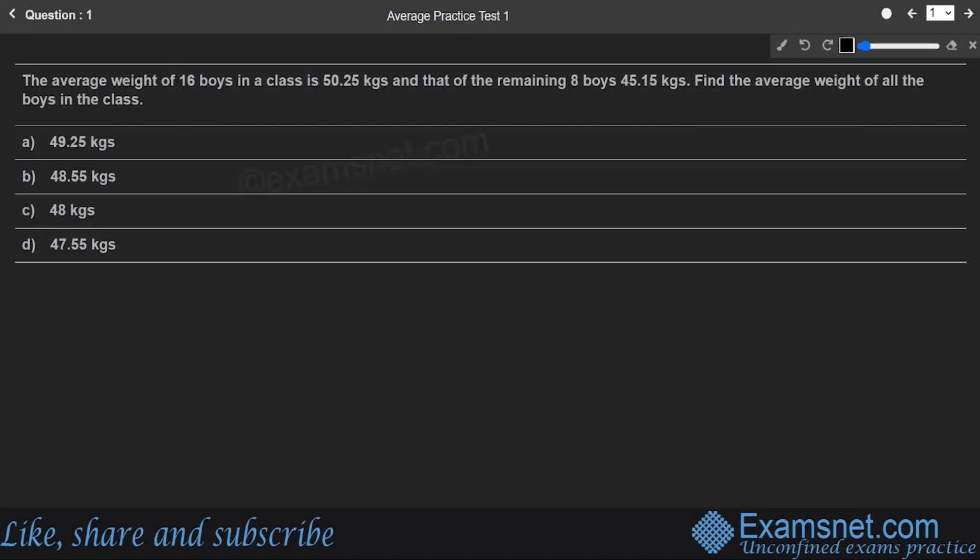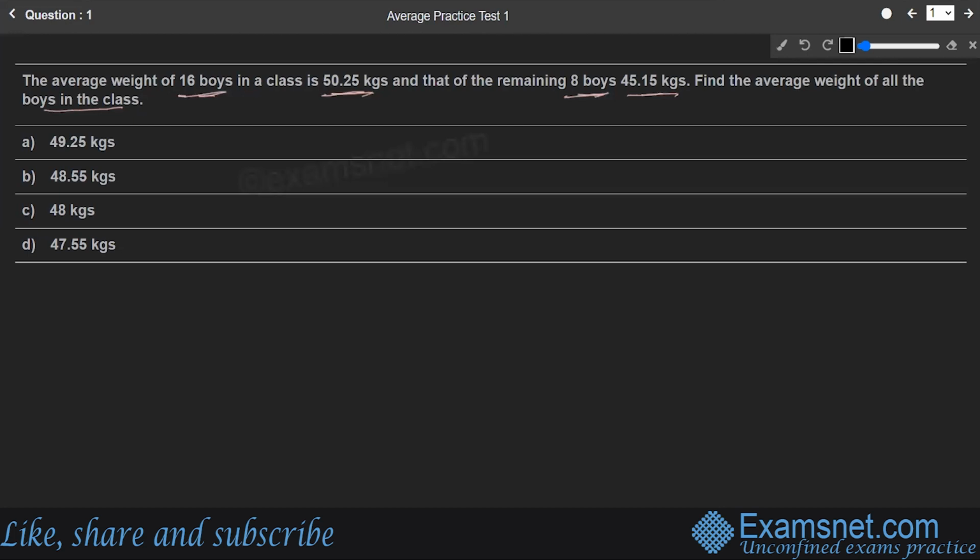Okay, so the question says the average weight of 16 boys in a class is 50.25 kgs and that of the remaining 8 boys is 45.15 kgs. Find the average weight of all the boys in the class. For this type of question, the average of two categories is given. Generally, two or three categories are given. By finding the total of both categories and making it equal to the total of the whole batch, we can find the grand average.